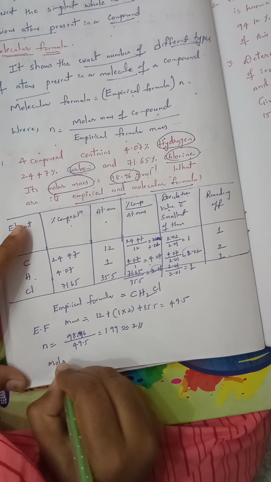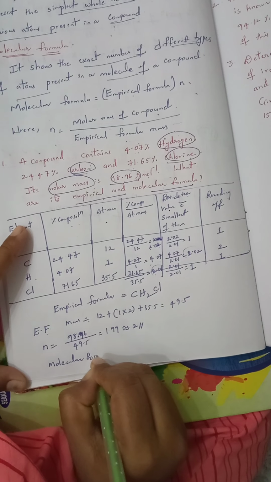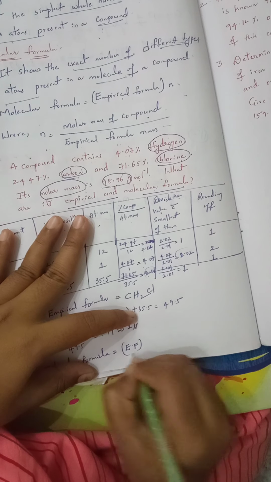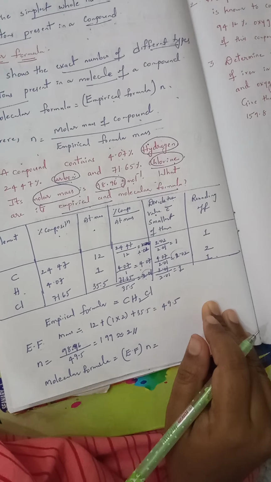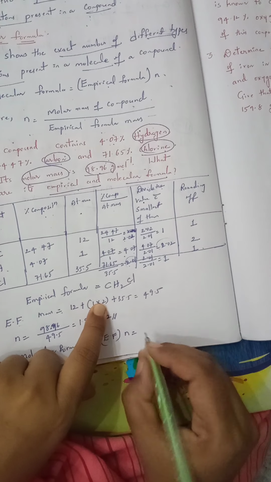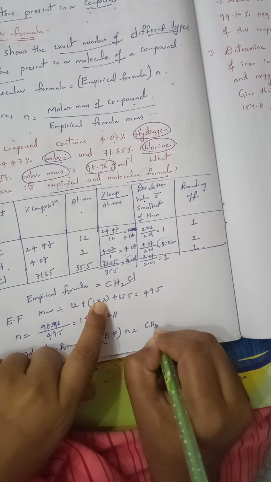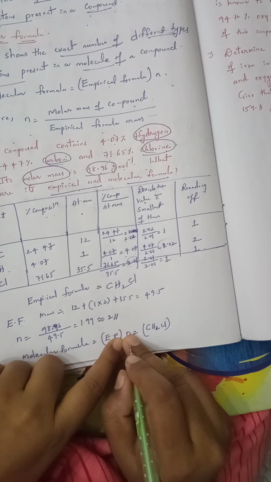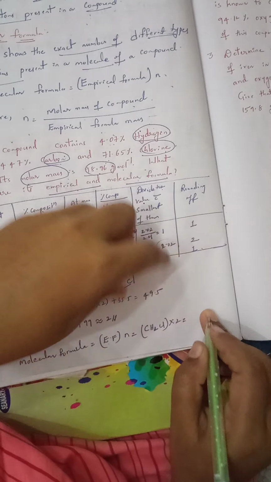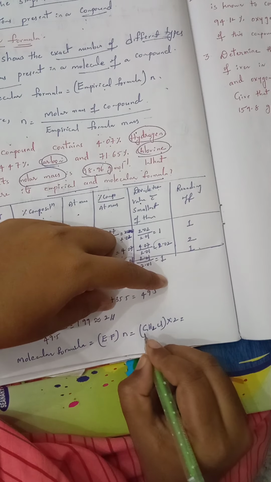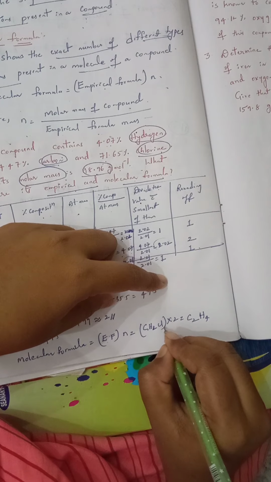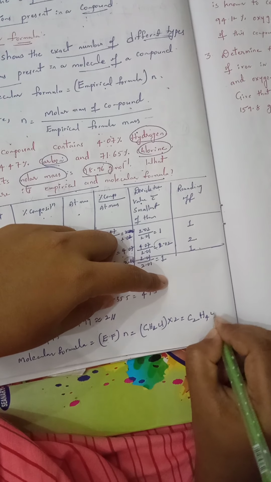Now we want to find the molecular formula. The molecular formula equals the empirical formula times N. What is the empirical formula? It is CH2Cl. Times the N value. What is the N value here? 2. Multiplying, C1 times 2 gives C2, H2 times 2 gives H4, and Cl, where nothing is written, means 1 is present, so Cl1 times 2 is Cl2.